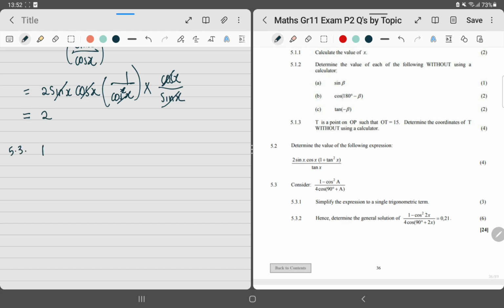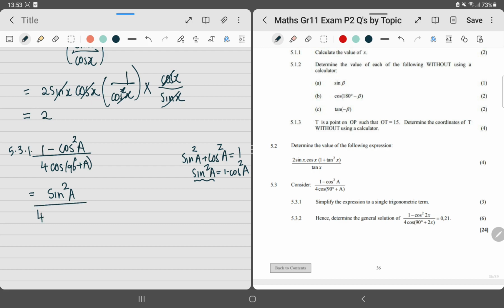5.3. 1 minus cos squared a all over 4 cos of 90 degrees plus a. Simplify the expression to a single trigonometric term. So this is 5.3.1. 1 minus cos squared a is equal to sine squared a. Because remember, sine squared a plus cos squared a is equal to 1. So sine squared a is equal to 1 minus cos squared a, which is equal to that. So this is over 4.